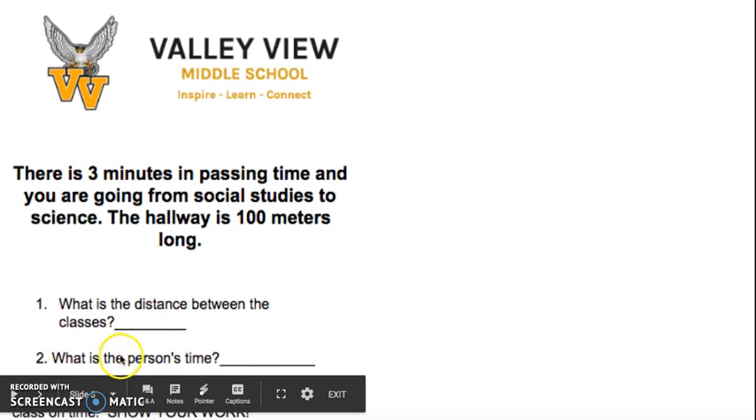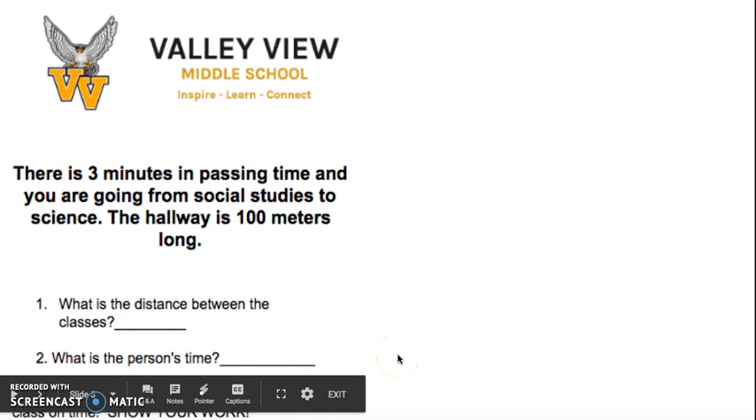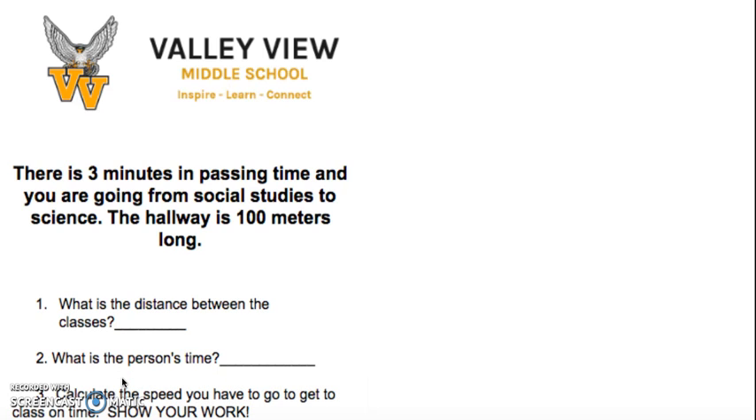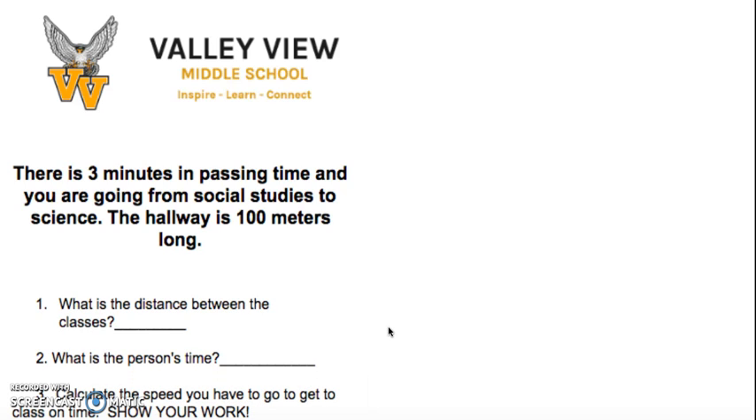Number 2, what is the person's time? How long did it take to get there? How long do they have to get there? Write your answer here. Okay, students, finally, you are going to calculate their speed. Remember your formula and do not forget your units. Press pause, press play when you're ready to go on.